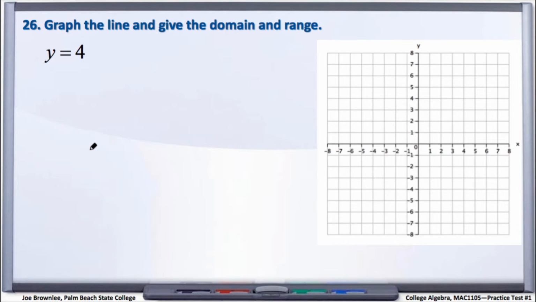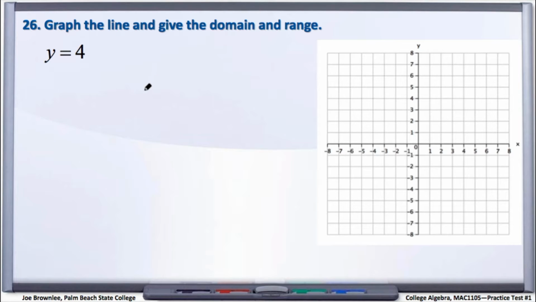All right, 26. Graph the line and give the domain and range. Well, we have the equation of a line, y equals 4. And right off the bat, you might say, well, that's a little odd. Normally, we have equations of lines that have both y's and x's, but not this time. Here we only have one variable. We only have a y.